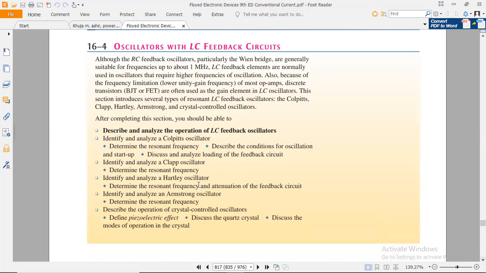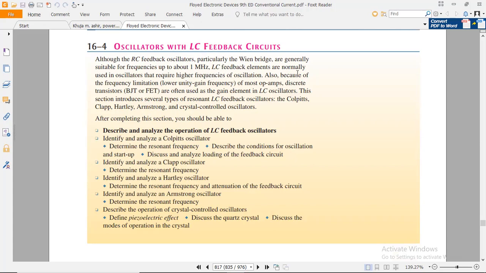Otherwise, I continue with the next topic, that is 16-4, oscillators with LC feedback circuits. Although the RC feedback oscillators, particularly the Wien bridge, are generally suitable for frequencies up to 1 MHz. Before this topic we have covered RC filters, and now we are discussing the LC filters. These circuits are also called tank circuits.